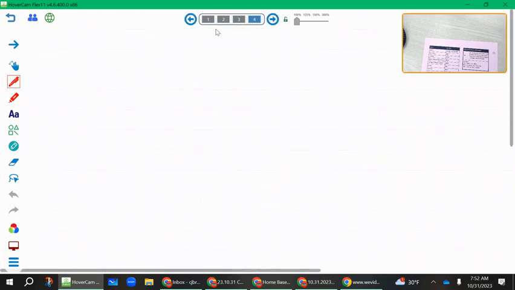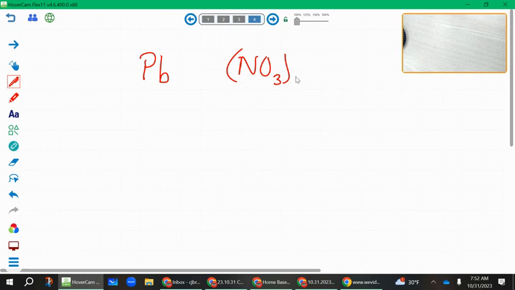All right, just a couple of things, ladies and gentlemen, before we get into writing these formulas. A couple of things that you need to be careful of. So if you're writing a formula and you're writing lead nitrate, don't do that. Don't leave a gap that you could drive a semi through in the middle of your compound. This is supposed to be together, okay? So make sure you are writing it together.